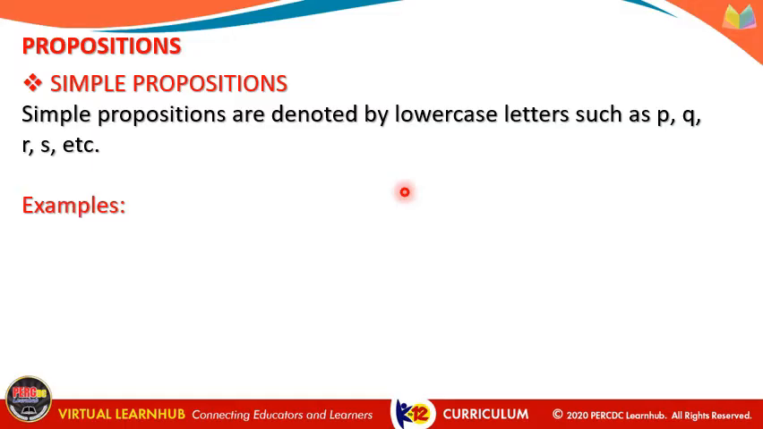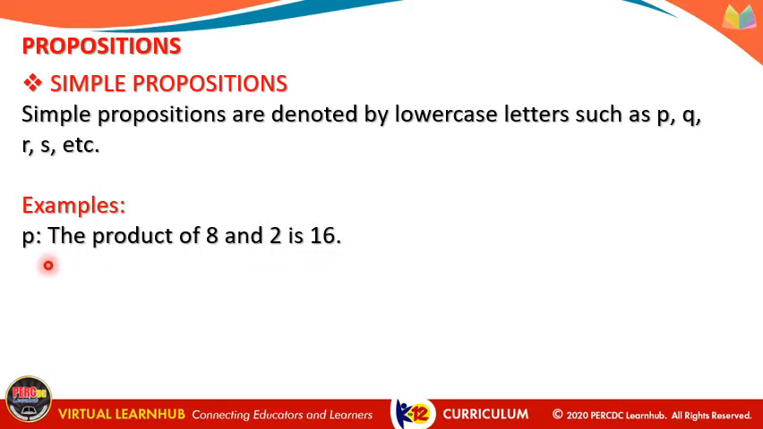Example, let's say you have the proposition P, which says the product of 8 and 2 is 16. So let's say you were asked, okay, kindly make a conclusion. Can you make an observation out of this proposition? Is this true or is it false? Is it true that the product of 8 and 2 is 16? Yes. That is why you can just say P is true.